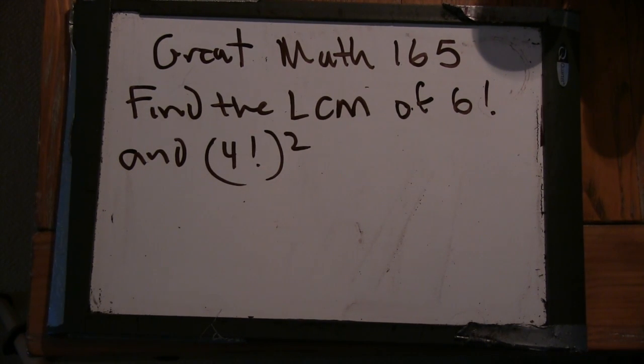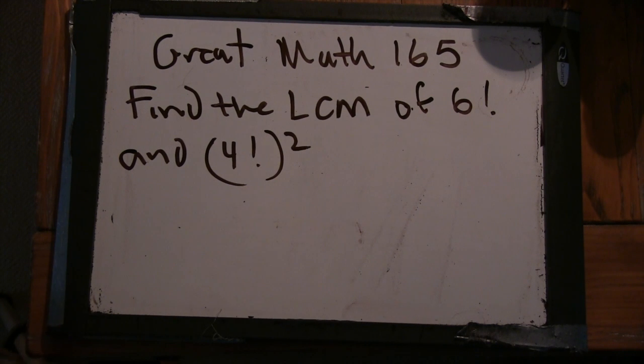So you were a little sick today, right? Yeah. And so we didn't do your number theory book, but we just picked a number theory problem to take a look at. Find the least common multiple of 6 factorial and 4 factorial squared. What is this question even asking for?